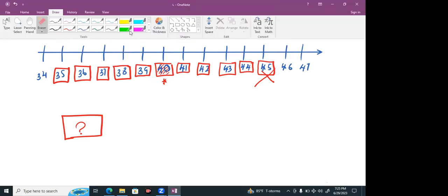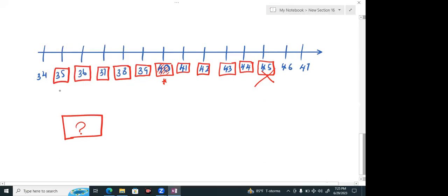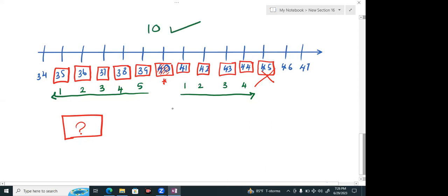Now can you see how many numbers there can be? Count. 1, 2, 3, 4, 5. There are 5 numbers before 40. After 40, look: 1, 2, 3, 4. That means there are 4 numbers after 40. 40 also can be considered. That means there are 10 such numbers that can be considered as this particular number.